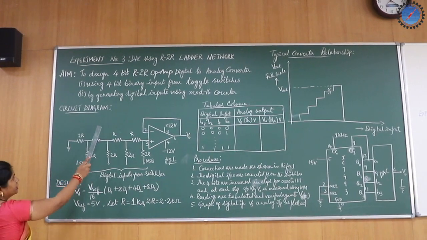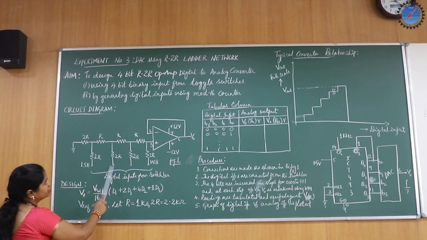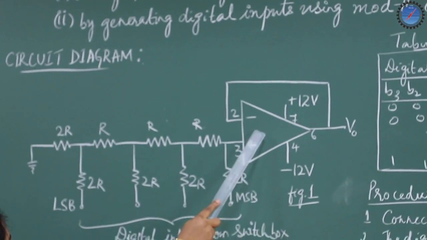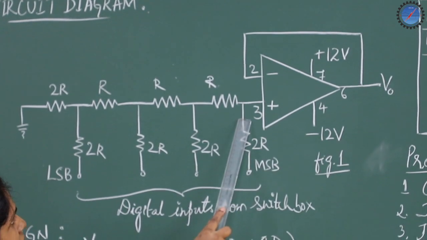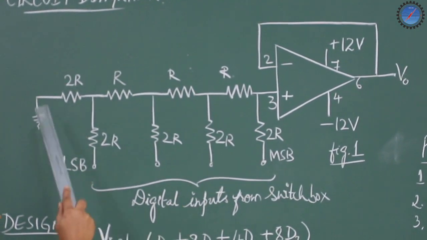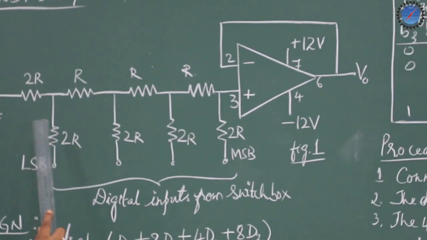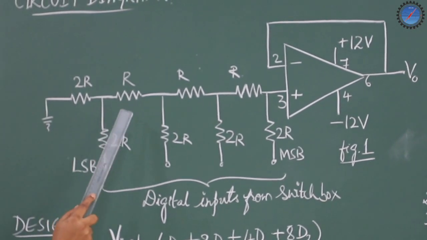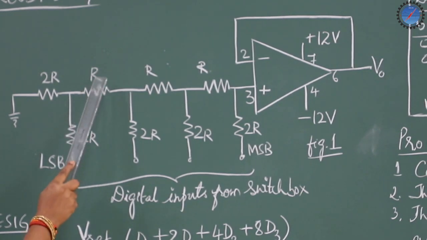And coming to the circuit diagram, here we have a resistive network, and we have an operational amplifier. We will use IC 741, and at pin number 3, we have connected a resistive network. This is nothing but an R2R ladder network. And you can note that there are only two values of resistor, that is, one is R and one is 2R, twice the value of R.